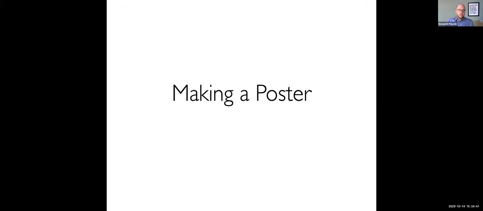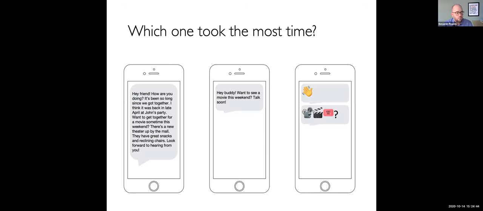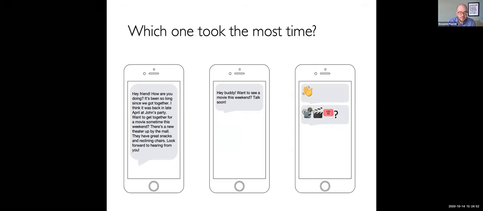Let's get into making a poster. We'll do this first by thinking about these little text things I made, and which one took me the most time. Certainly not the middle one. They add new emojis every year, so I have to scan for the right emoji, find all the movie emojis, and so on. I'd argue that the emoji one took me the most time because I had to take this stuff that was fairly easy to just write the words about and turn it into a visual medium.